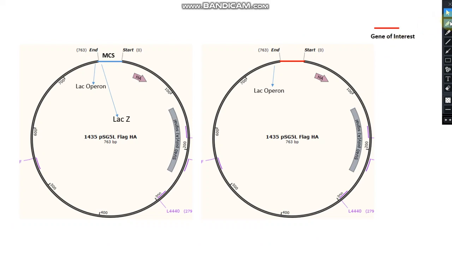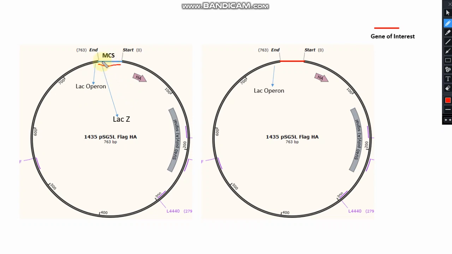This is the gene cloning part. Here are the available vectors used for gene cloning. This vector has a multiple cloning site, which contains some restriction enzyme sites, and this site is mainly used for inserting our gene of interest. This part also presents the lac operon and the lacZ gene.